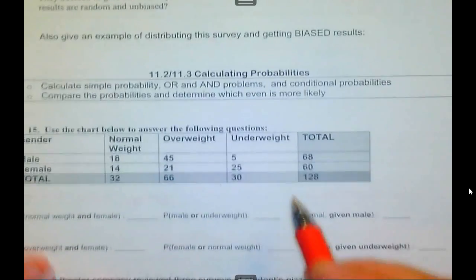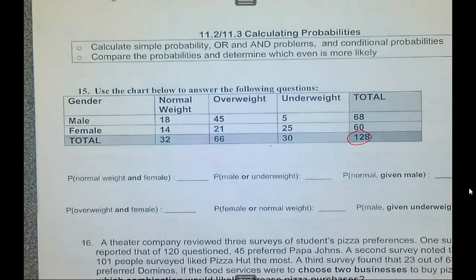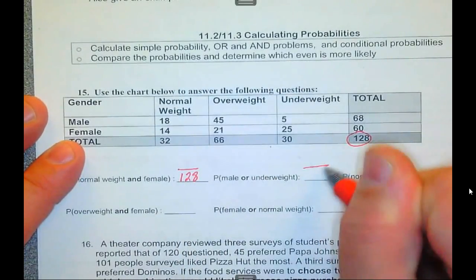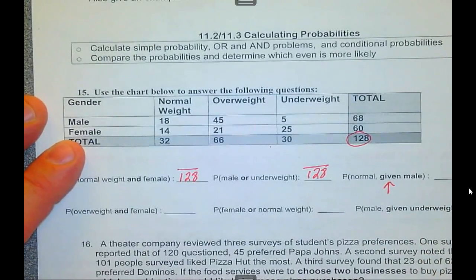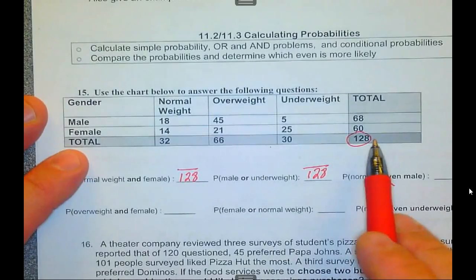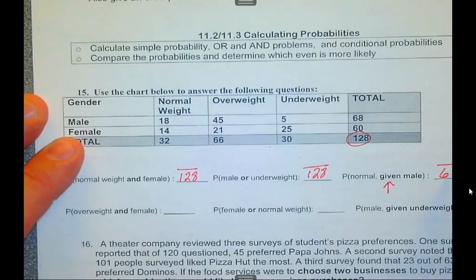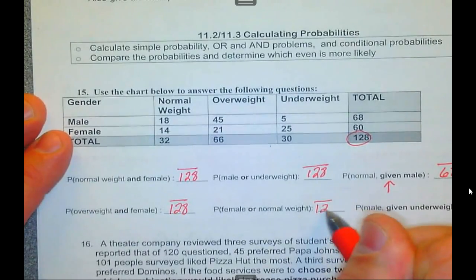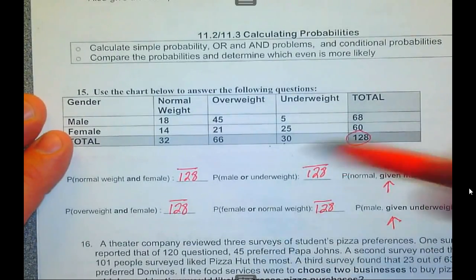Okay. Calculating. The important thing here, your total in conditional probability, your total's always going to be the denominator. 128, 128, except for that word given. That becomes your new denominator. Given male. Well, where's our males? 68. Okay. 128. 128. Here's a given. Underweight. 30. Because I got to go down.